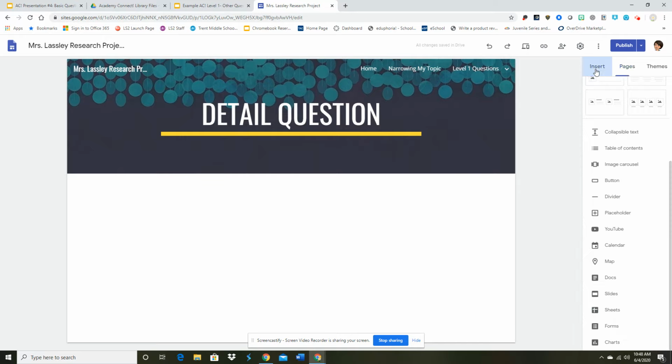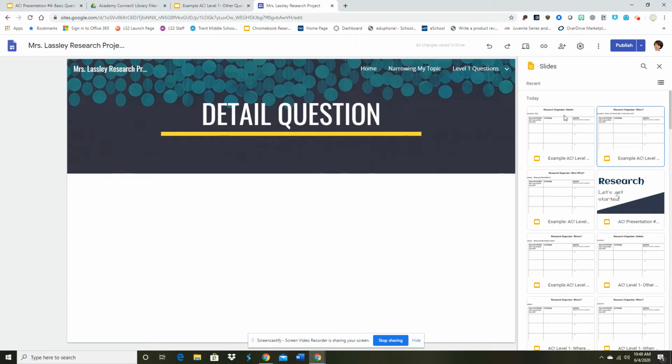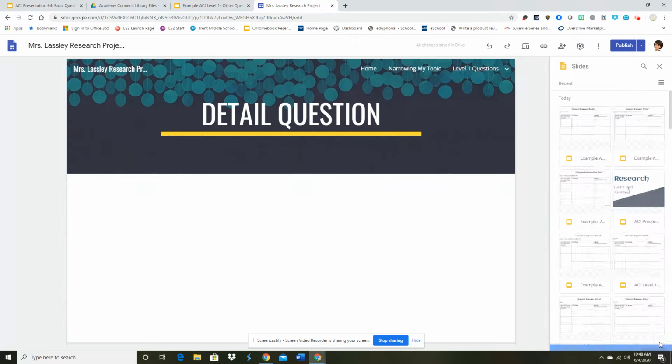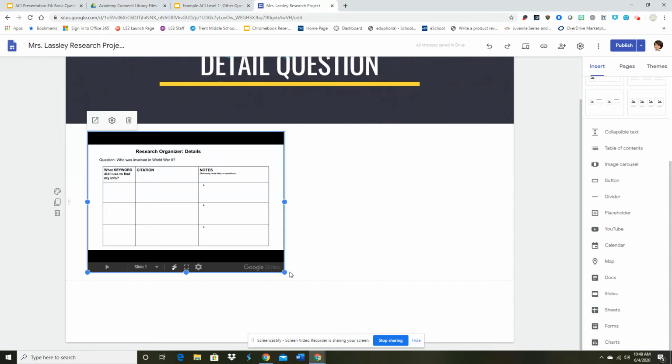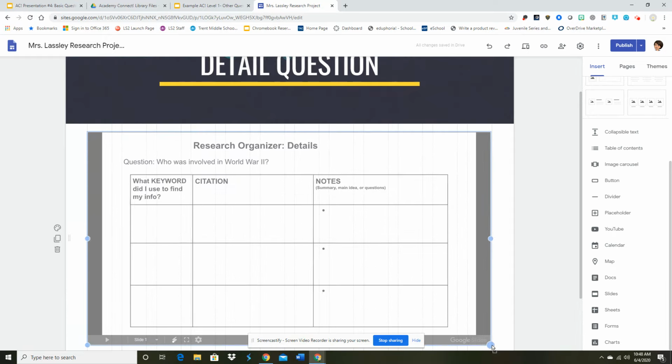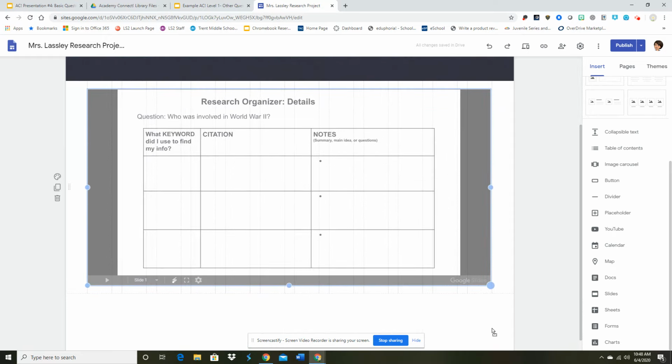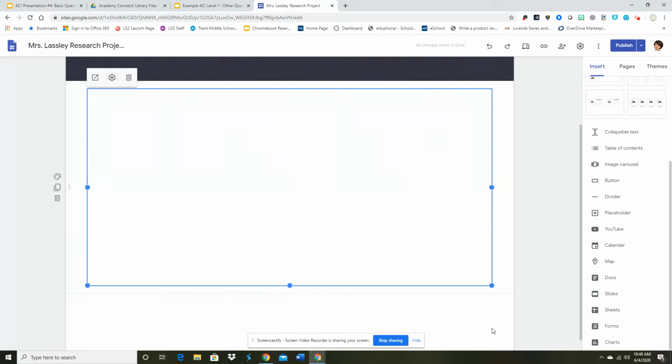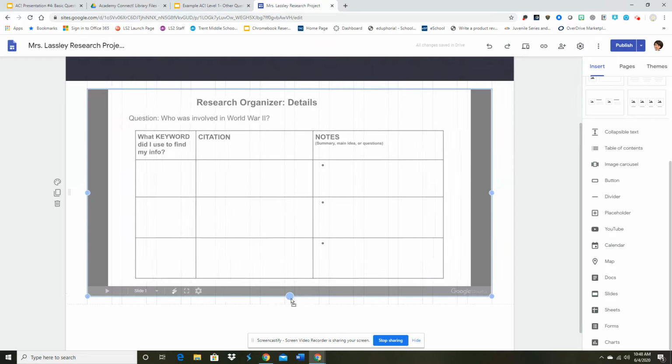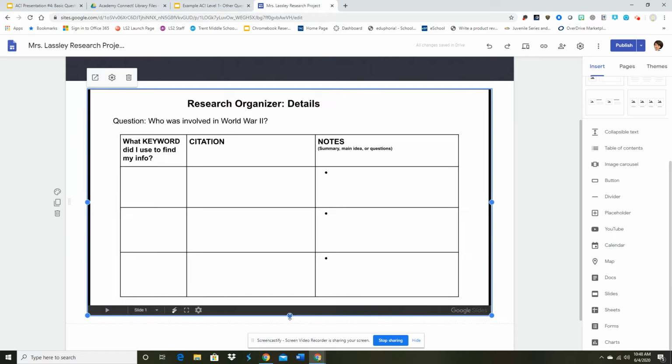I'm going to go to insert, slides, because it was the last one I did under recent. I'm going to go here, and then I'm going to hit insert. Again, I always like kind of making them uniform and making them bigger. I love the lines that pop up here that help guide me to make sure it's even on both sides. I can even make it longer if I want to, a little bit bigger.